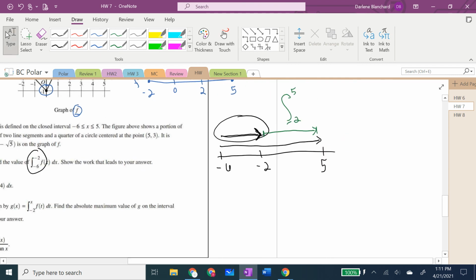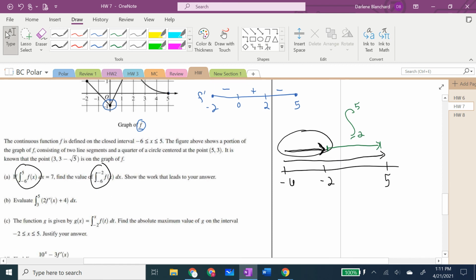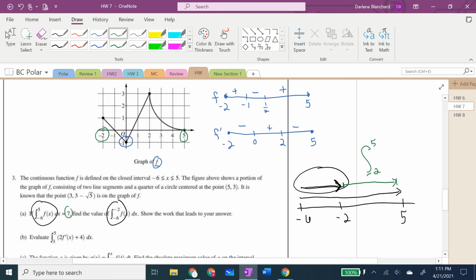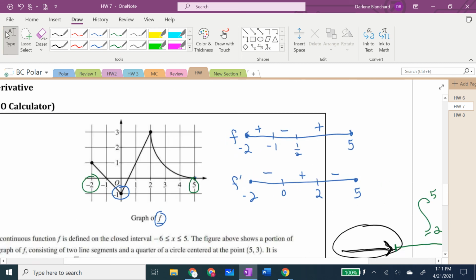So with the given information, I only need to find from negative 2 to positive 5. I need to figure out what that integral is going to give me, and then I'm going to subtract that from the number 7. So it's going to be 7 minus, and I'm going to put a big giant parentheses, and now I'm going to focus on the integral from negative 2 to 5.